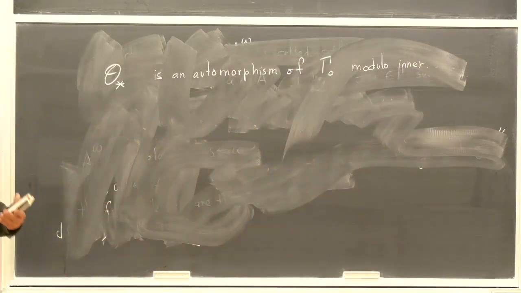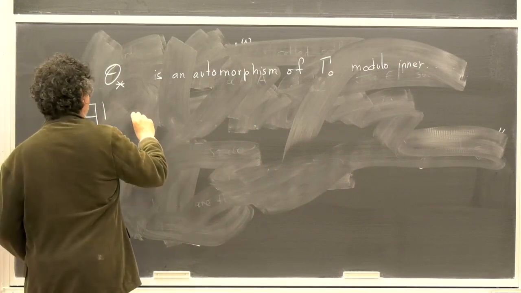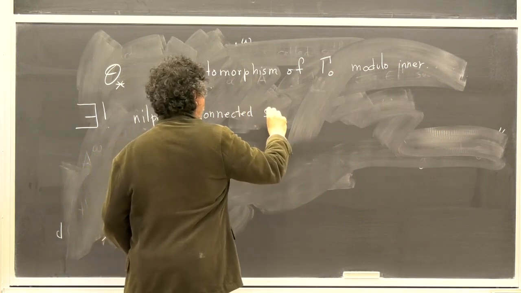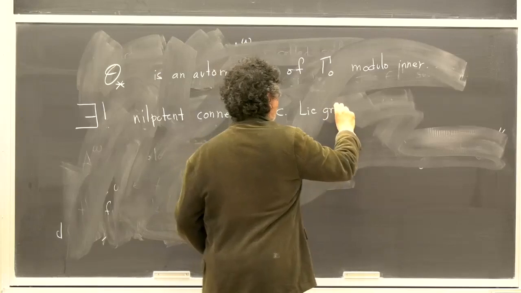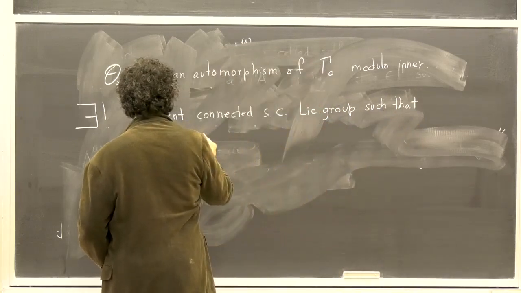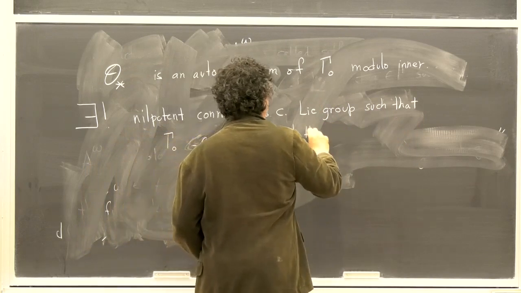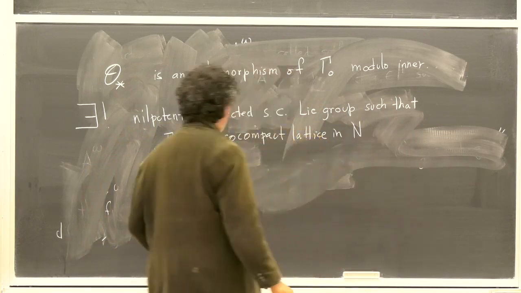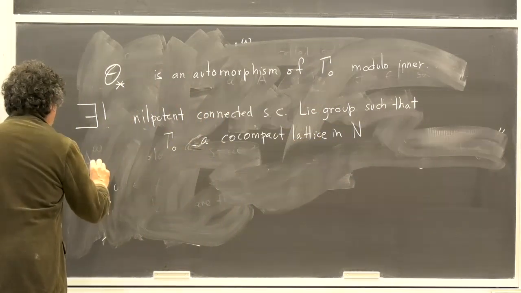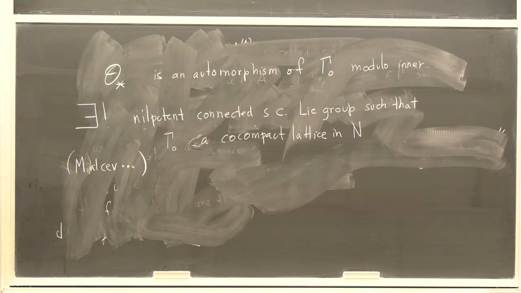Now, since gamma 0 is a nilpotent and torsion-free group, there is a unique nilpotent, connected and simply connected Lie group N such that gamma 0 is a co-compact lattice in N. Some people call this the Malcev theorem. But I believe it has also been noticed by other people. But this is a classical result which dates back to the 70s.